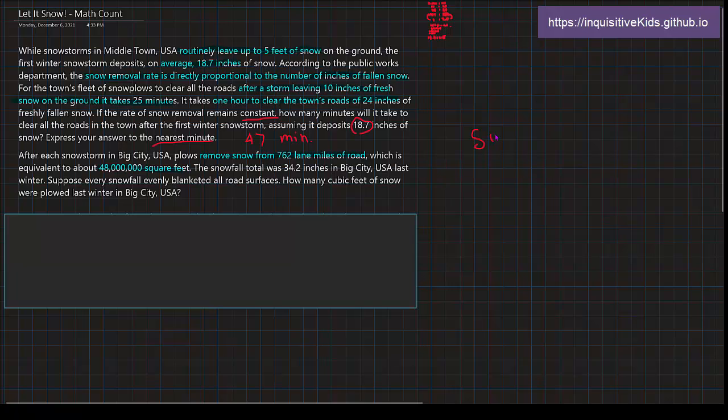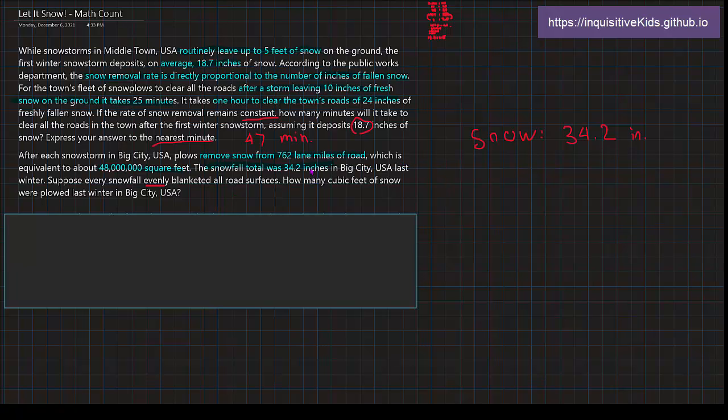The snowfall total. Snowfall was 34.2 inches in Big City, USA last winter. Suppose every snowfall evenly blanketed all road surfaces. So that's important. It's just like how it's constant over here. It says it's evenly blanketed all road surfaces, which makes the problem easier for us to do. So how many cubic feet of snow were plowed last winter in Big City, USA?